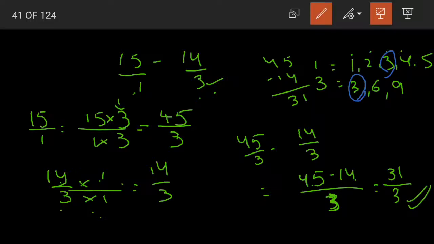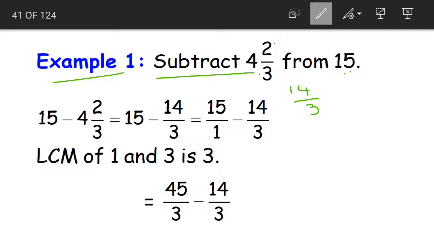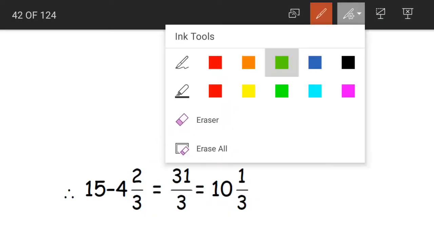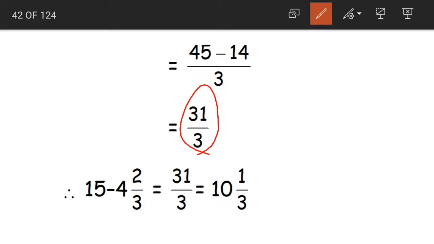This is our difference of the given fractions, that is subtract 4 2 by 3 from 15. 31 by 3 is our answer. Now again, as the question was given in mixed fraction, let us convert this 31 by 3 into a mixed number. We have 3 tens are 30. When we subtract, 1 will be our remainder.